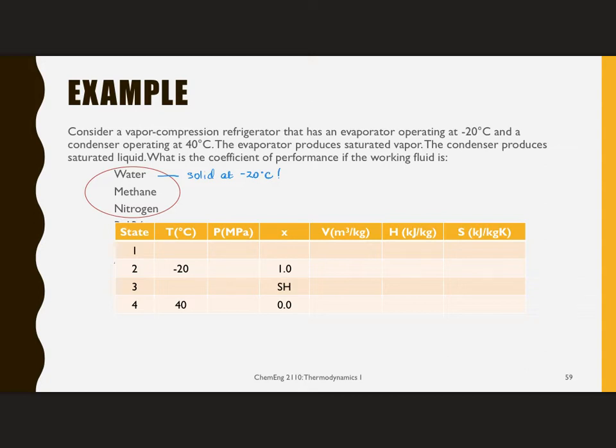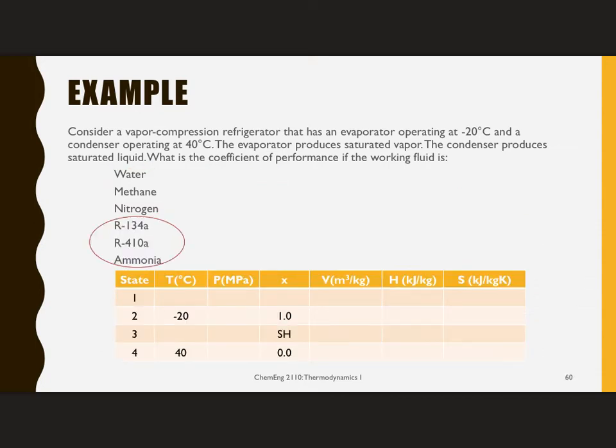What about the methane, when you tried looking that one up, and the nitrogen? You've exceeded the critical point. You are at temperatures above the critical point, and so two phases are not possible. If you can't form two phases, then the evaporator and the condenser are not going to be able to perform. And so therefore, these are not working fluids that we can use. So these three won't work.